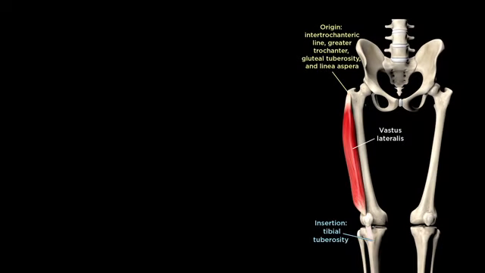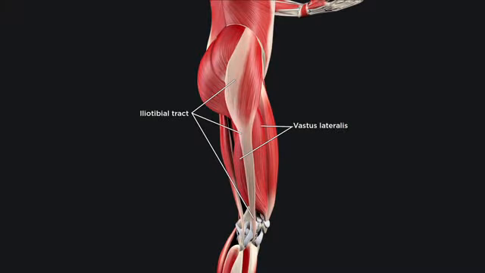Vastus lateralis originates along the intertrochanteric line, the greater trochanter's inferior border, the gluteal tuberosity, and all along the lateral aspect of the linea aspera. So, although it's a member of the anterior compartment of the thigh, the origin of vastus lateralis begins posteriorly on the femur. It passes deep to the iliotibial tract and joins the other three quadriceps femoris muscles to insert on the tibial tuberosity. It is the largest muscle in the body and can be seen and felt all along the lateral thigh.